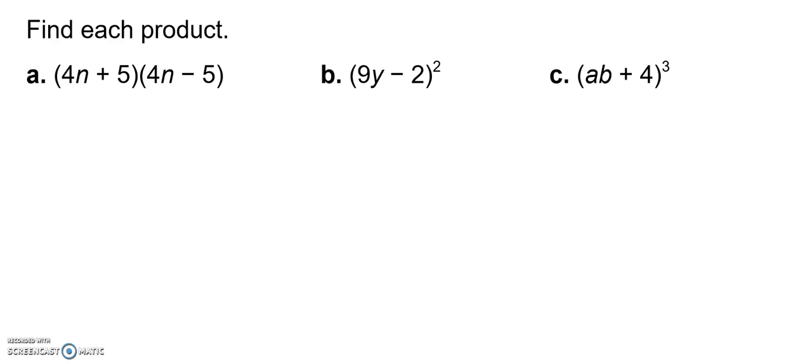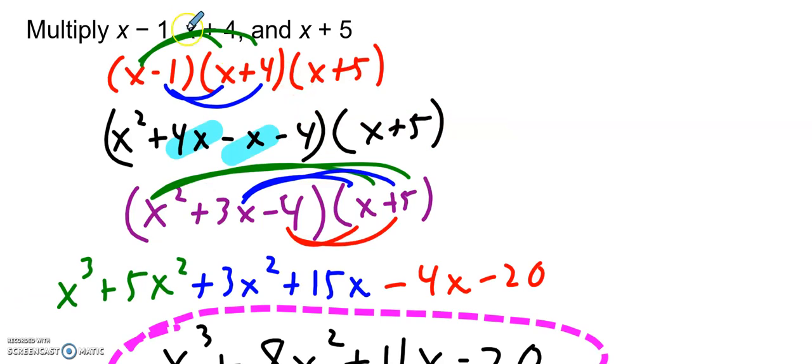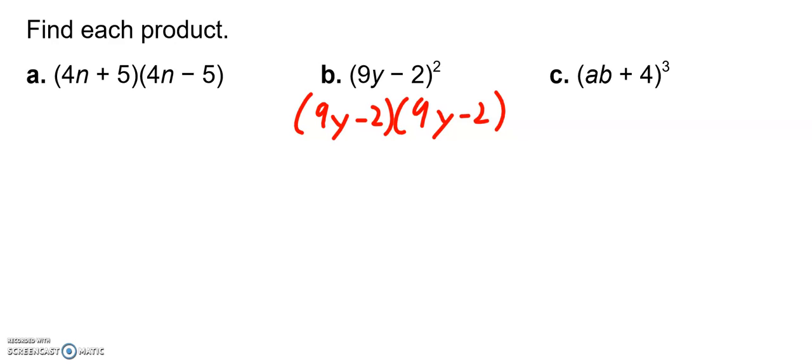Okay, so here I want you to try each of these. Some of them are going to be a little more work than others. I do want to also point out here, 9y minus 2 squared is this. This is what the squared means. It means that we have two of those things. ab plus 4 to the third means we have three of these things. Okay, so this problem here is going to be very similar to what I did here, where we had three things. Pause the video, try to do those on your own. Unpause when you're ready to discuss.